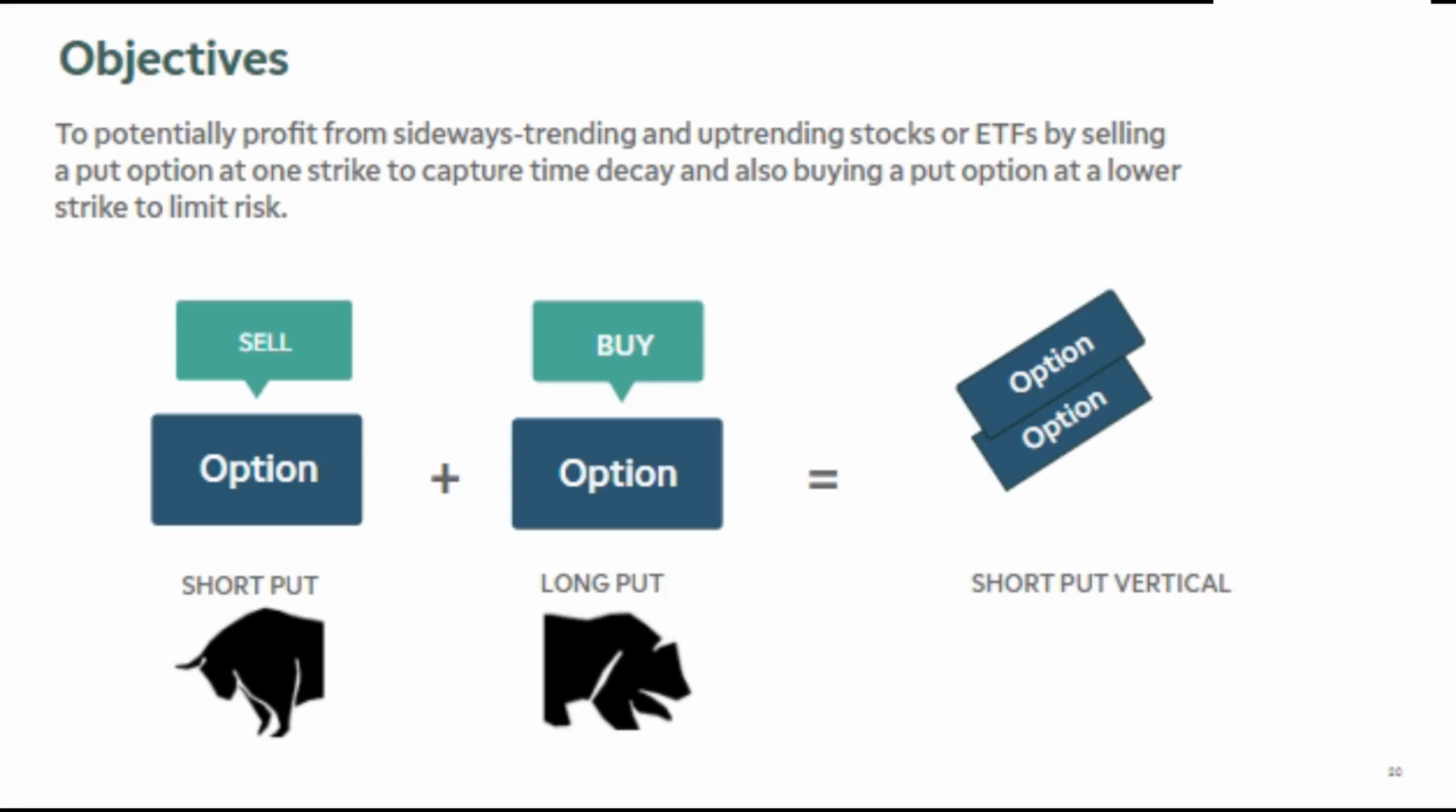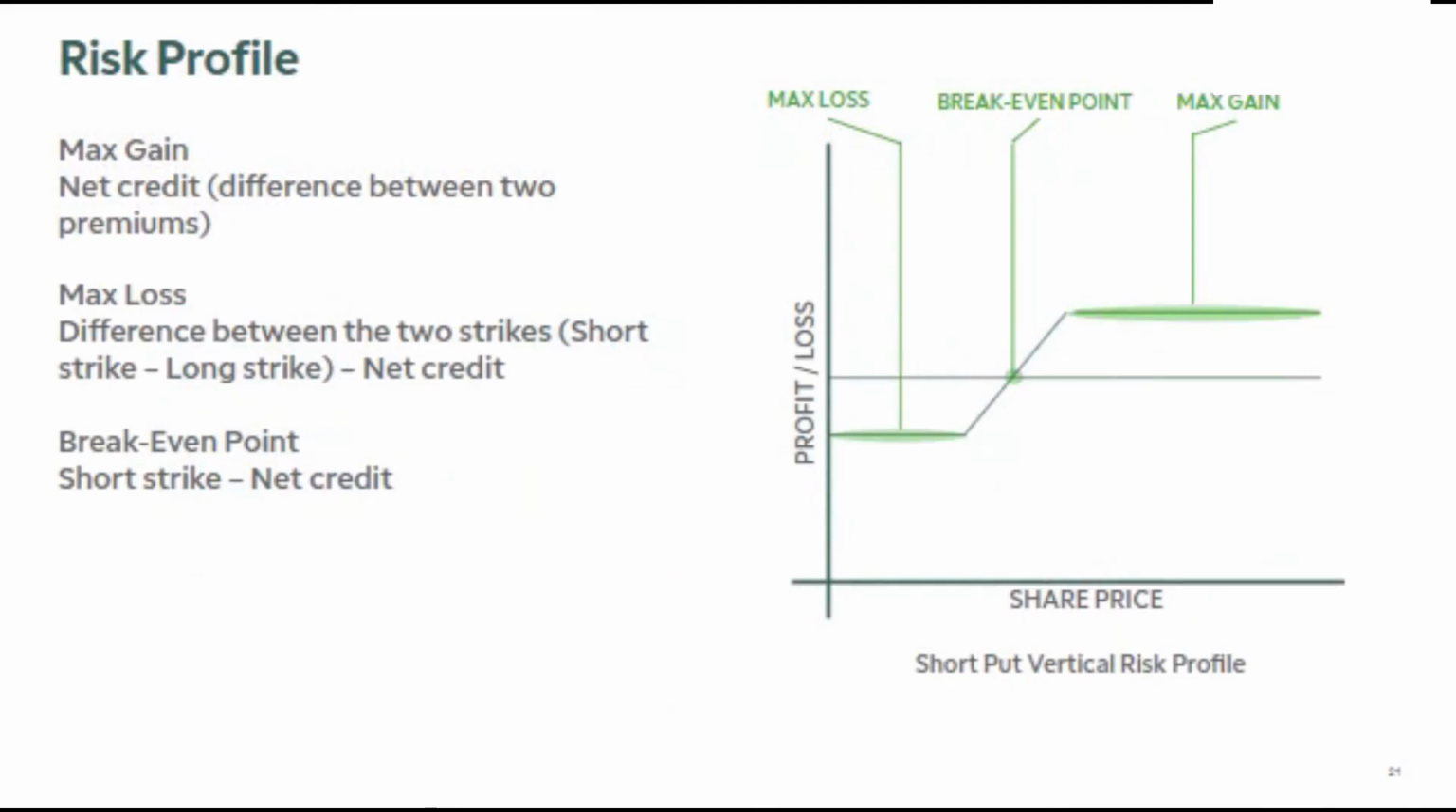Similar risk reward graph. Only this time, if the stock drops, that's where our max loss is. If the stock stays where it is or goes higher, that's when we reach our max profit.